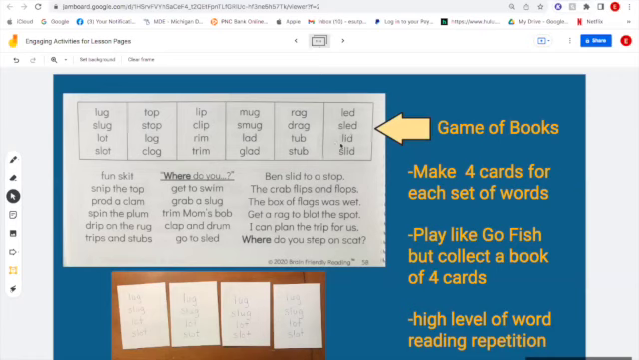And you can take the words in these sections and make a set of cards for a game called Game of Books. What you do is make 4 cards for each set of words. As you can see down here, we've got 4 cards with the same words on each card. You play this like Go Fish, but instead of collecting a pair of cards, you collect a book of cards. What's great about this is there's a high level of word reading repetition. That child is reading those 4 words over and over again to collect their cards.